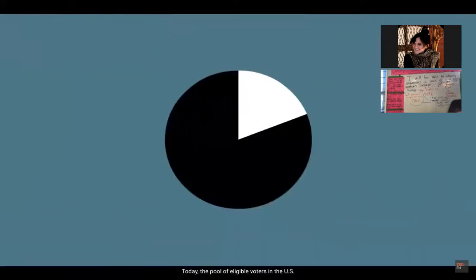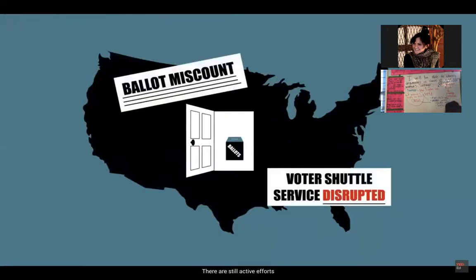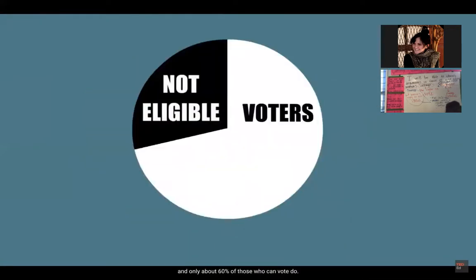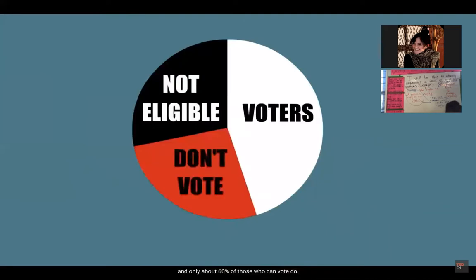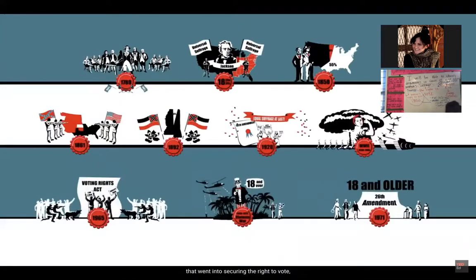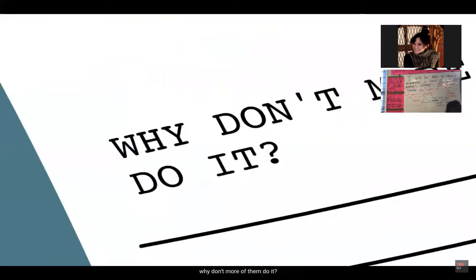Today, the pool of eligible voters in the US is far broader and more inclusive than ever before in US history. But of course, it's not perfect. There are still active efforts to suppress some groups from voting, and only about 60% of those who can vote do. Now that you know all the hard work that went into securing the right to vote, what do you think? Do enough citizens have the right to vote now? And among those who can vote, why don't more of them do it?